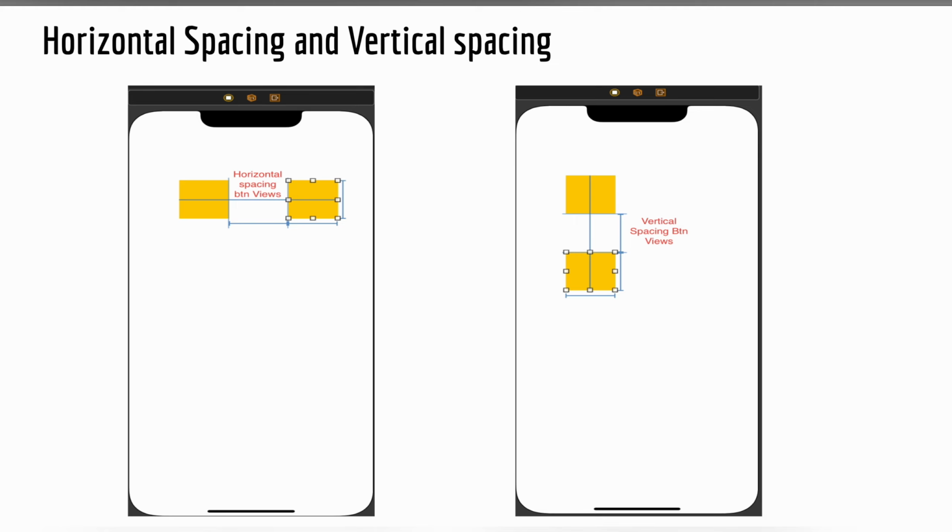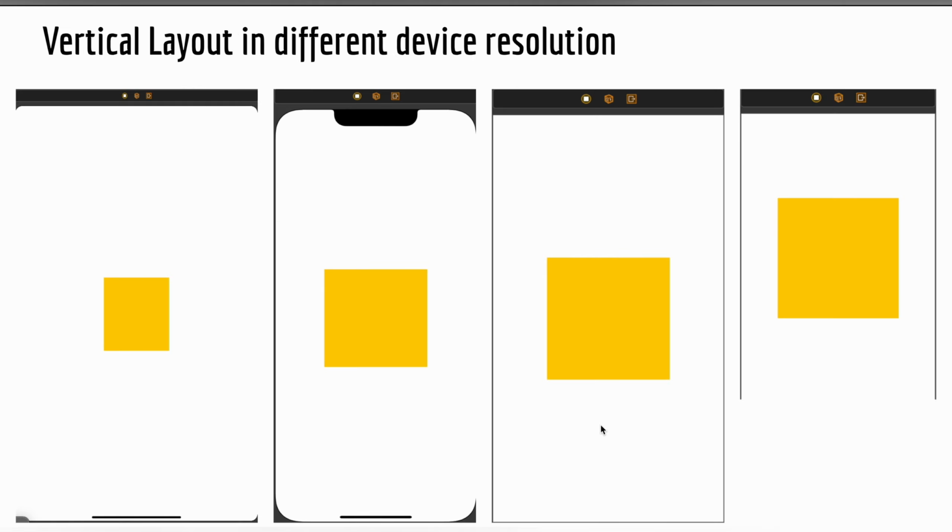This way you can connect multiple UI elements. Now, what your constraints look like in different resolution devices, how it looks in all different devices. Your constraint, the position of your view, is not changed. You have set a fixed height and width, so it will change as per the resolution of the screen size.